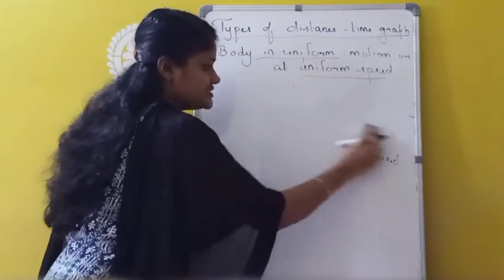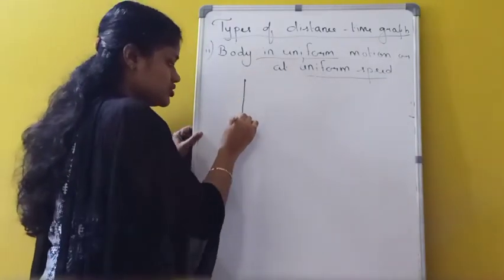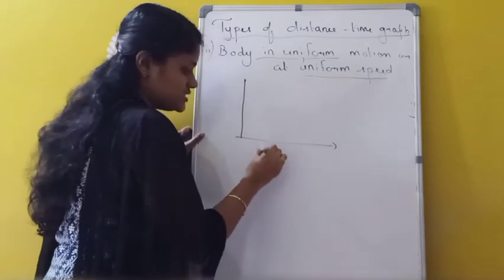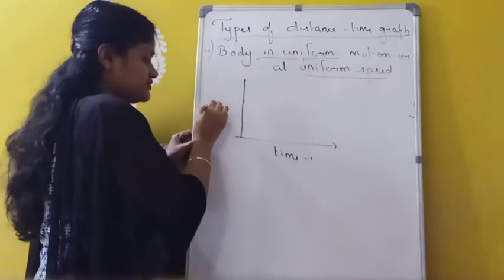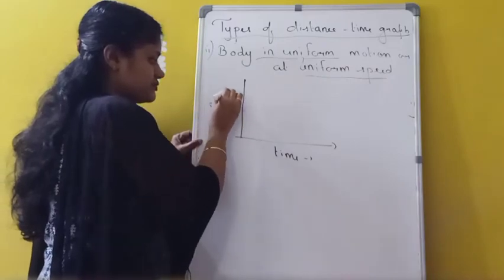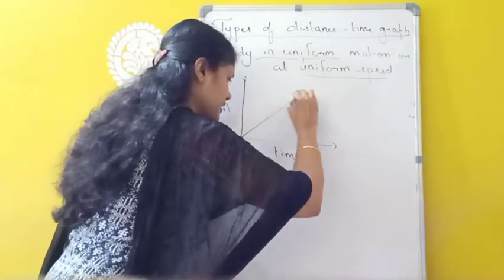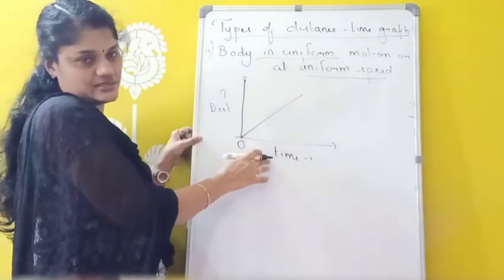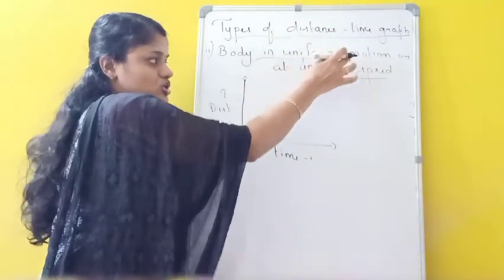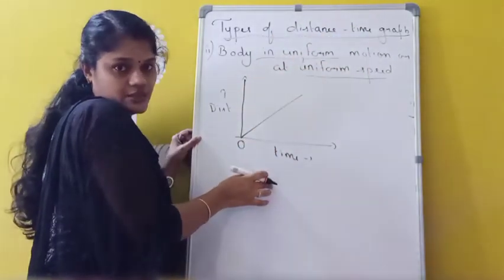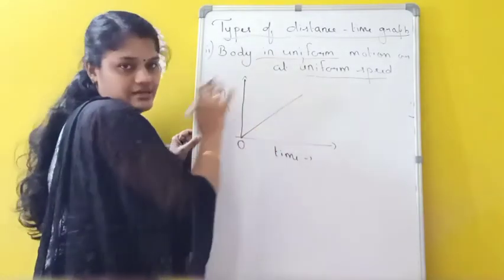So what about the distance time graph for an object in uniform motion? We are drawing a graph. On the x-axis we have time and on the y-axis we have distance. This is the origin. And the graph will be a straight line inclined to which one? Time axis. So this is the representation of the distance time graph for uniform motion, or we can say at uniform speed. Suppose a body is moving with uniform speed, the distance time graph will be like this.